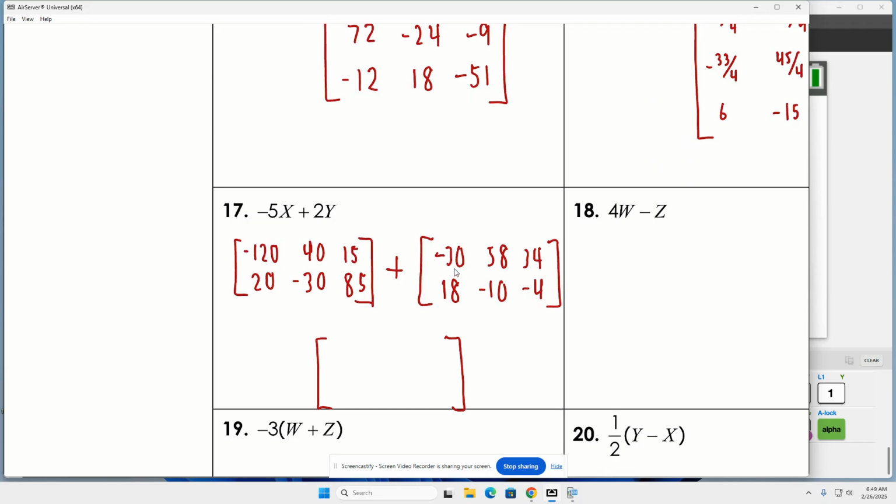So negative 120 plus negative 30 is negative 150. 40 plus 58 is 98. 15 plus 34 is 49. 20 plus 18, 38. Negative 30 plus negative 10, negative 40. And finally, 85 plus negative 4, or 85 minus 4, 81.